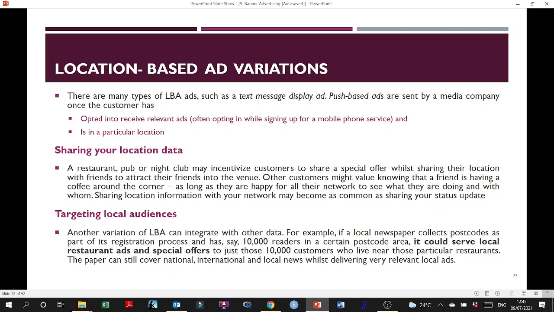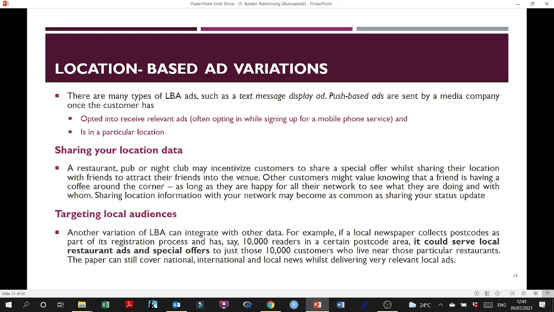Now, usually when you are in a restaurant or a pub or whatever business, you ask for the password. So therefore, you're asking for permission, or if you are using a certain application, they ask you if it's okay to get access to your photos folder or your location folder. So you have a special offer while sharing your location, for example, with friends, to attract the friends into the venue. This is not really the case right now.